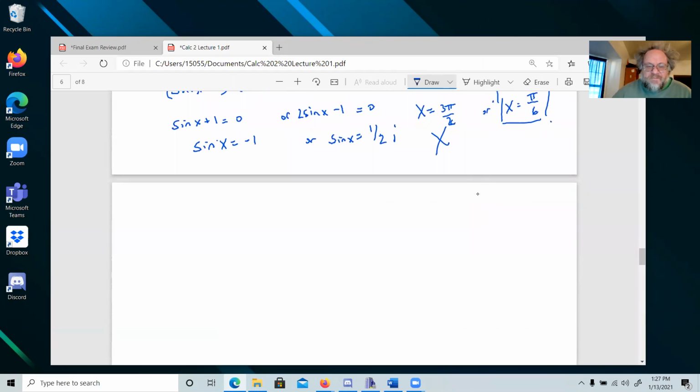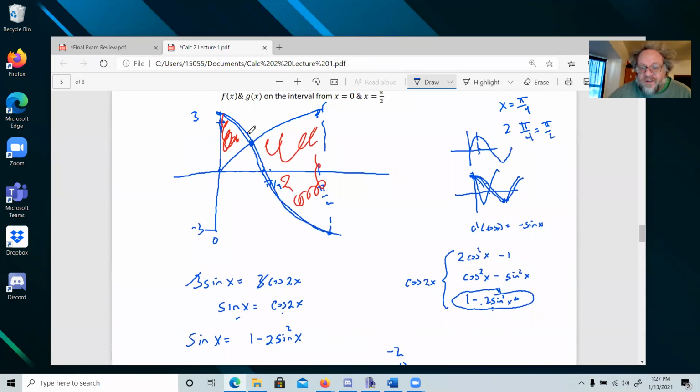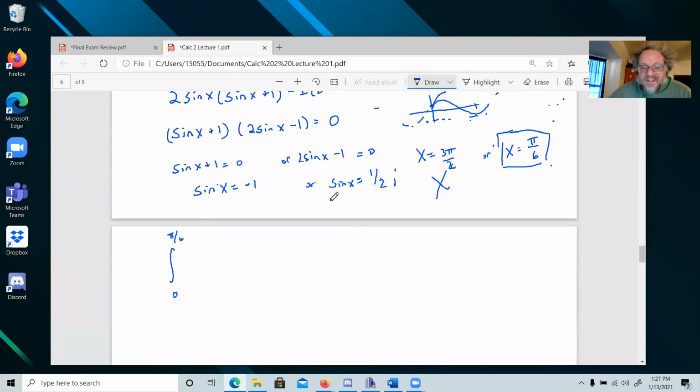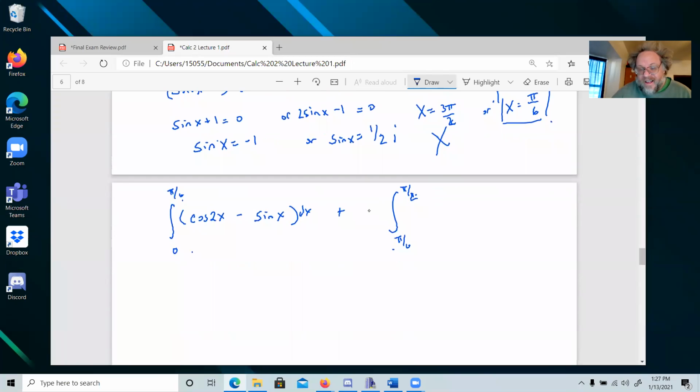So what we have here is the integral from 0 to pi over 6. Cosine was on top, right? Remember where we were on the problem. Cosine was on top at the beginning. So what we're going to say here is cosine of 2x minus sine x. But don't answer yet, because we also have the second part of this integral, because we only got to 0 to pi over 6. We've got to get from pi over 6 to pi over 2. And that's when they flipped. All right, that's where they flipped. So now sine is on top, cosine's on the bottom. Okay.